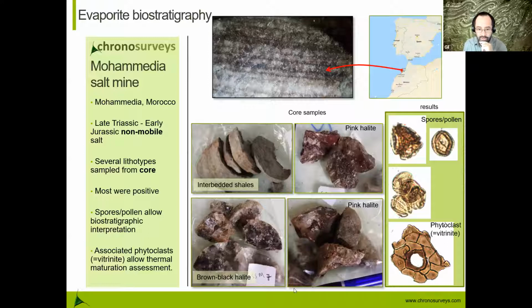Similarly to the previous example, we also found phytoclasts, aka vitrinites, and again, in addition to the biostratigraphy that can be assessed with the spores and pollen, we can also assess the thermal maturity using the vitrinite.